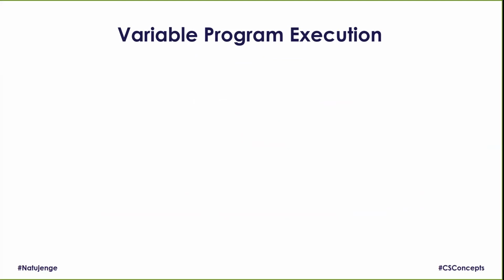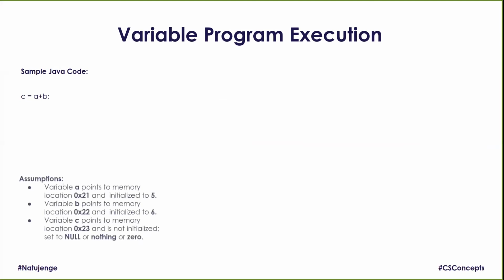Now that we know how a computer works, and the components involved in the execution of a program, all we need to know is how a computer executes a program. I have a sample Java code. This is one instruction, or one statement, where we are looking at 3 variables, C, A, and B. In this case, my assumption is that A, the variable, is mapped to memory location 21 that already has the value 5. Remember, this is just a simple instruction.